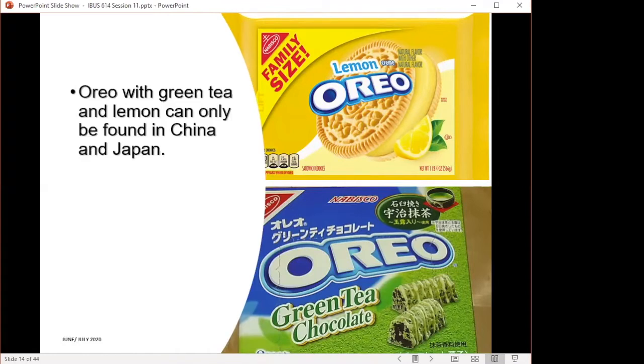If you say Koala, I may believe you because their clientele is not the local people, and then perhaps the American shops. They have different flavors, even the peanut butter and the green tea, because they have a different market segment. Did you see the green tea one? No. So the green tea one is manufactured and sold exclusively in China and Japan. And then the lemon Oreo, the same, China and Japan.